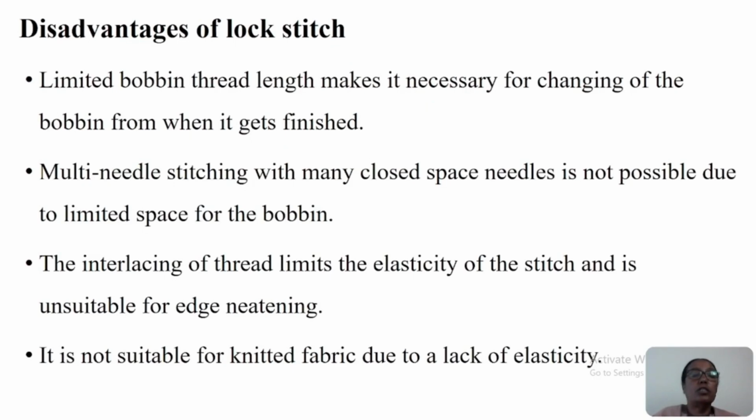Disadvantages of lock stitch: limited bobbin thread length makes it necessary to change the bobbin when it gets finished. Multi-needle stitching with many closely spaced needles is not possible due to limited space for the bobbin, using only one bobbin. The interlacing of the thread limits the elasticity of the stitch and is unsuitable for edge knitting.